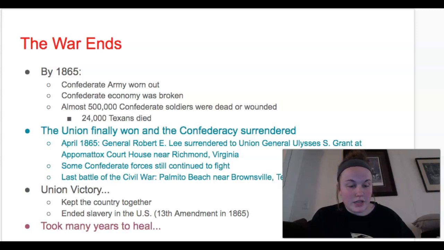The Union victory in the war kept the country from breaking apart forever. The Civil War also ended slavery in the United States. In 1865, the 13th Amendment made slavery illegal in all states. The Civil War was over, but it would take the country many years to heal.